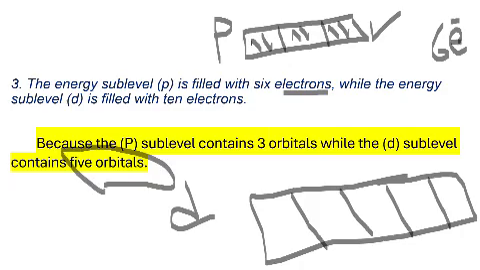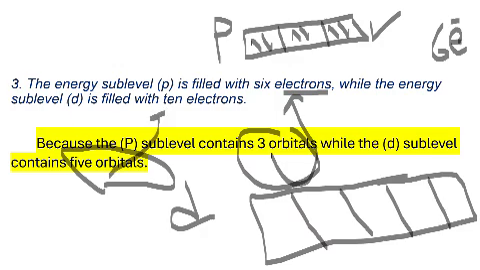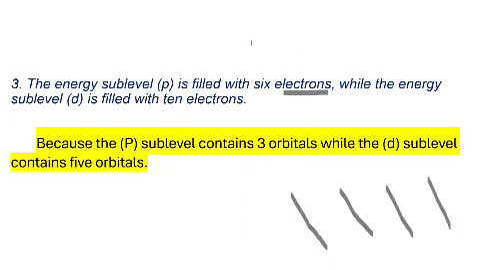3 multiply 2 يعني أنا عندي ال p sublevel contains 6 electrons وال d sublevel في 10. 10 means 5 multiply 2. So the number of electrons that can fill any sublevel is determined by the number of its orbitals. And don't forget that the full capacity for each orbital is 2 electrons at most.